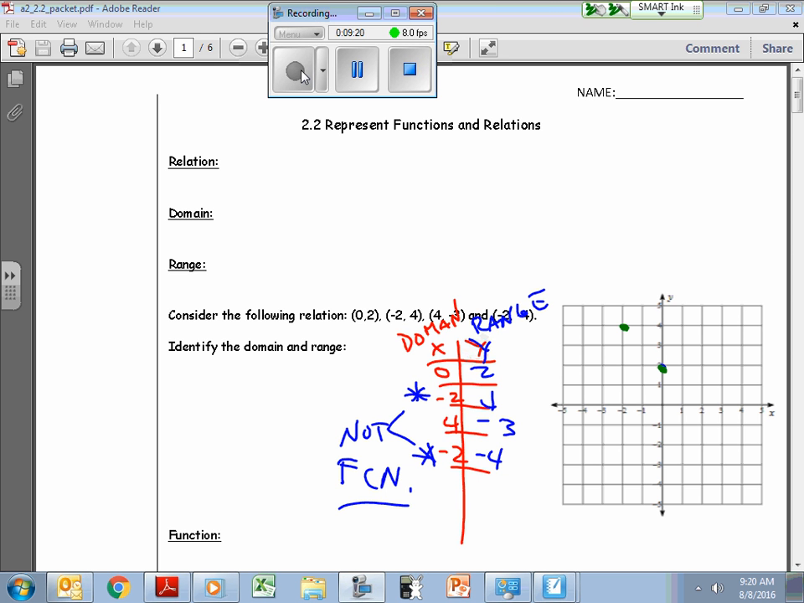All right, here comes 4, -3. 4, -3. Where are you? 4, -3. And where's the other guy who messed up? -2, -4. -2, -4.